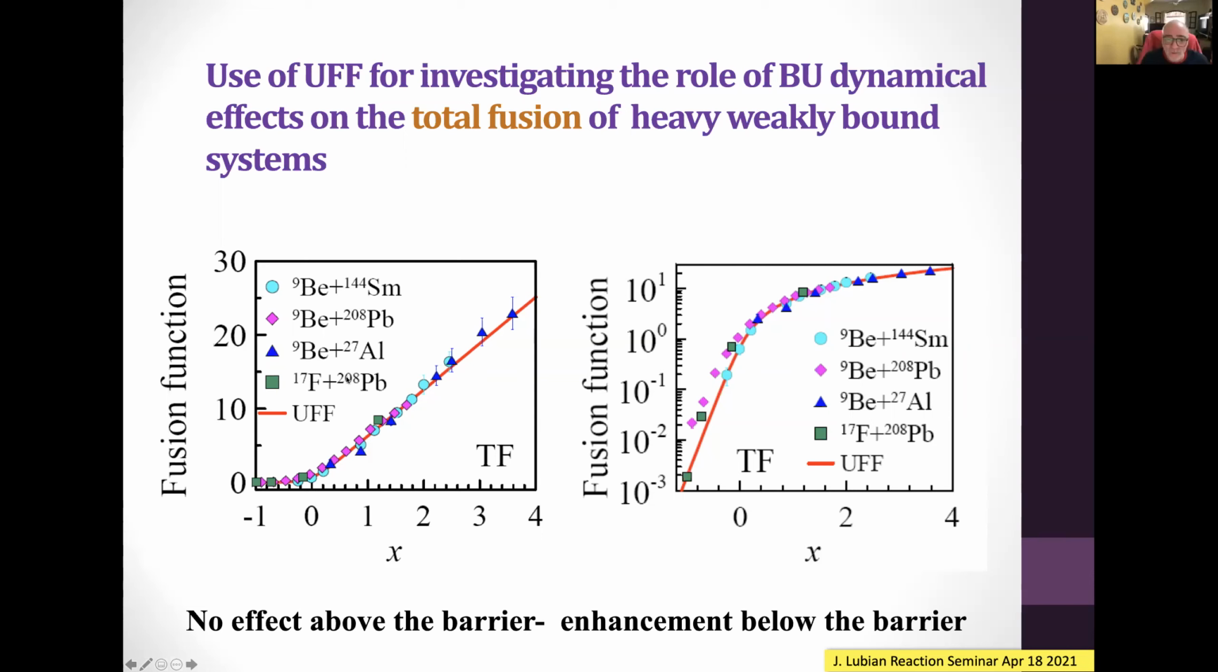Concerning the total fusion, we see that we also need a reliable potential in order to derive the barrier parameters needed to reduce the experimental data and to obtain this X in the horizontal axis.